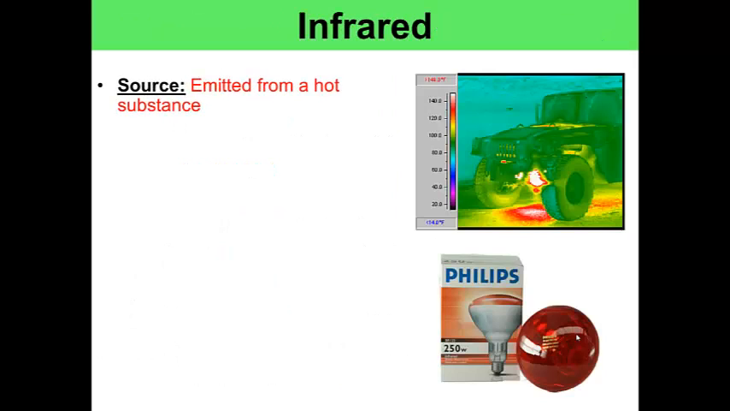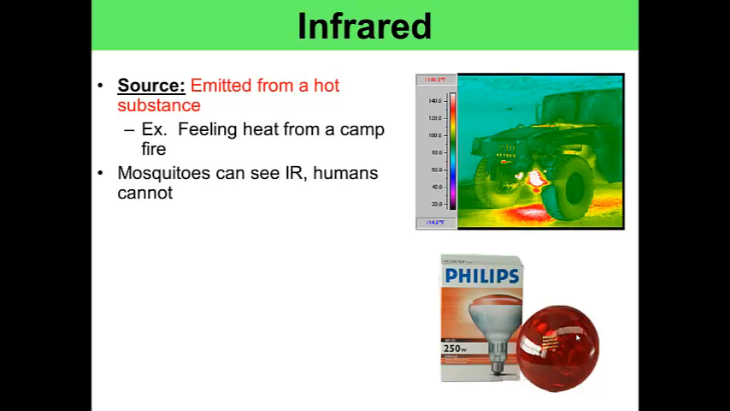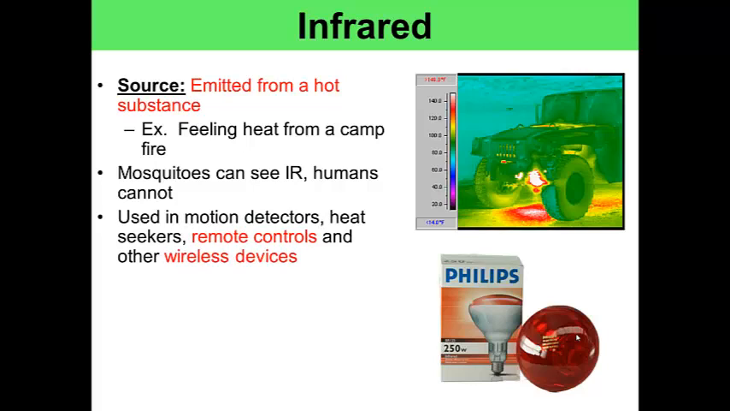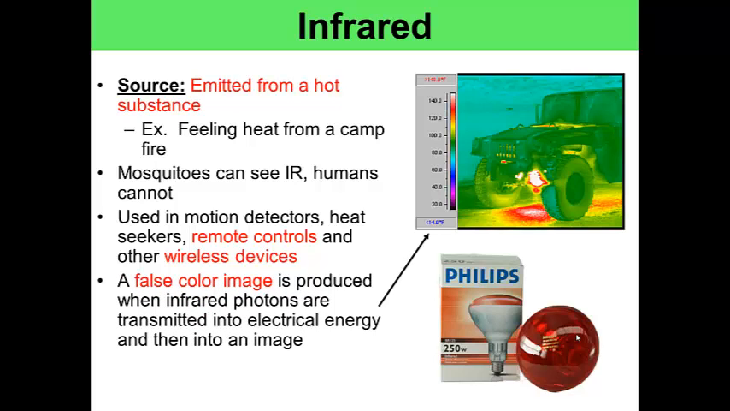Infrared radiation is emitted from a hot substance, so it's the feeling of heat from a campfire. Mosquitoes can see IR, humans can't. We use it in things like motion detectors, heat seekers, remote controls, and other wireless devices. A false color image is produced when infrared photons are transformed into electrical energy and then made into an image using computer technology.